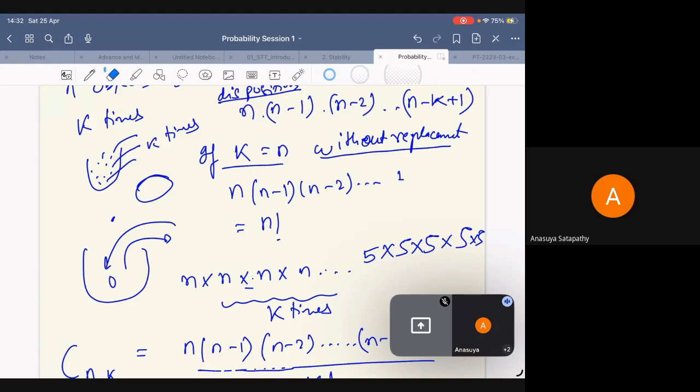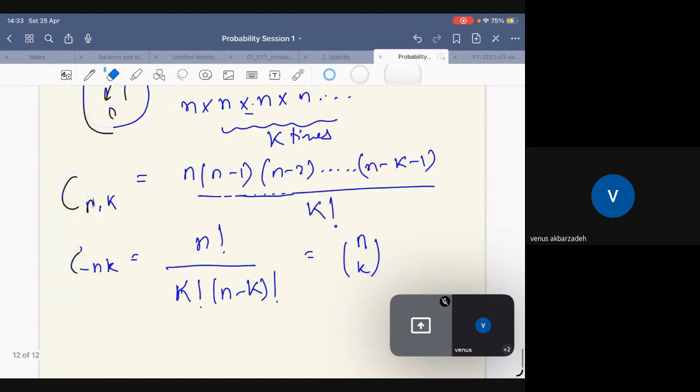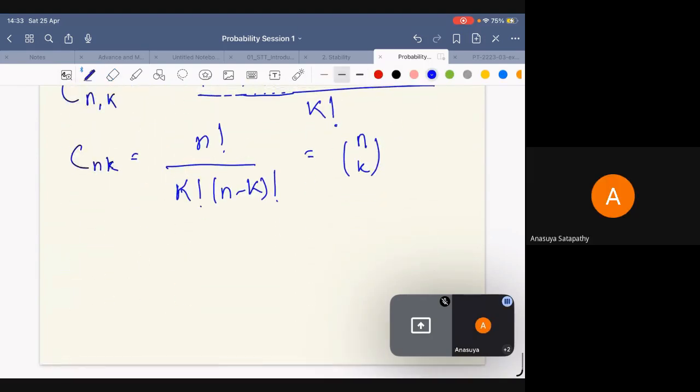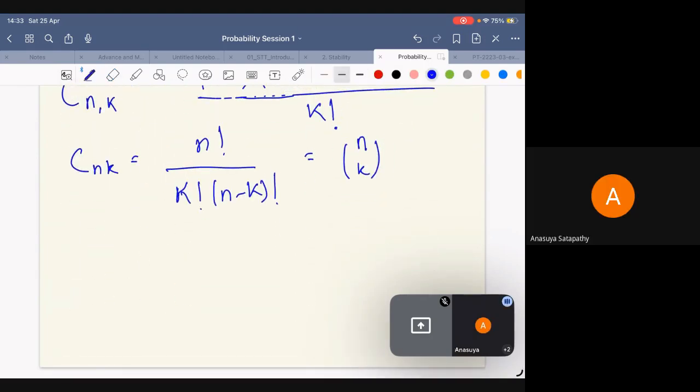Everyone understood this concept? Okay. When we do the question, you will be more clear about it. And one more property I am also telling you.